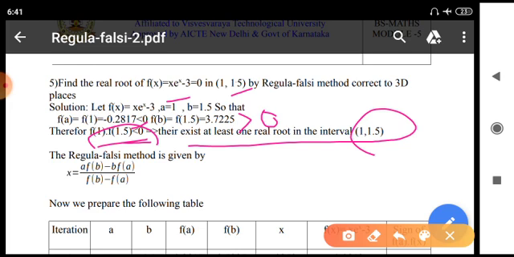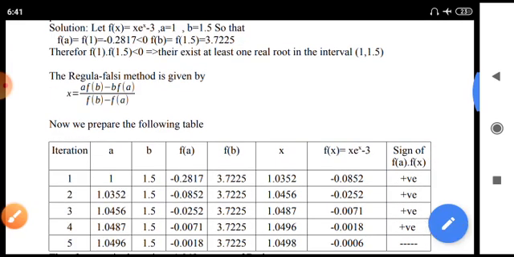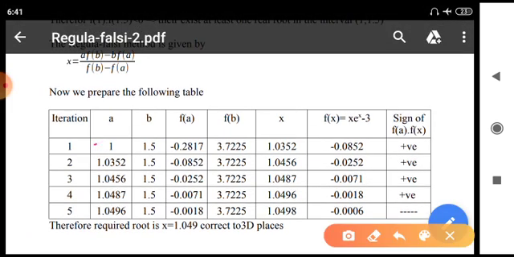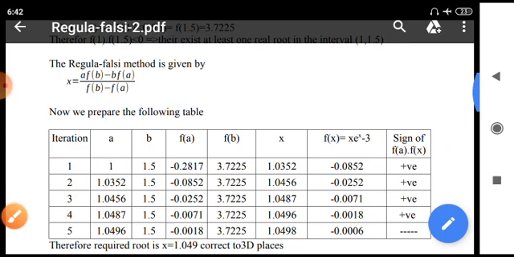If this condition is satisfied, then we can say there exists at least one real root in the interval 1, 1.5. As usual, the regular falsi method is given by x equal to a into f of b minus b into f of a whole divided by f of b minus f of a. Now we prepare the following table. A is 1, b as 1.5, f of a is minus 0.2817, f of b is plus 3.7225.